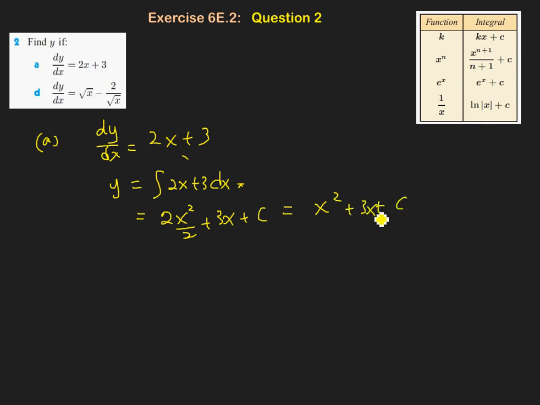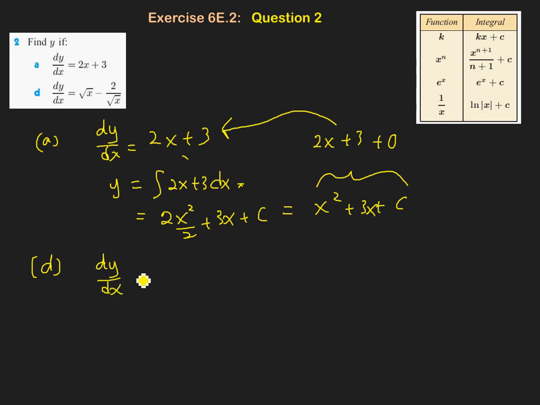Now one way to check whether you actually got the right answer is by differentiating your answer. If you differentiate your answer you get 2x plus 3, c will be 0, and yeah, just nice, exactly the same as the problem itself. I think I have time to do part d also, so I will do it.